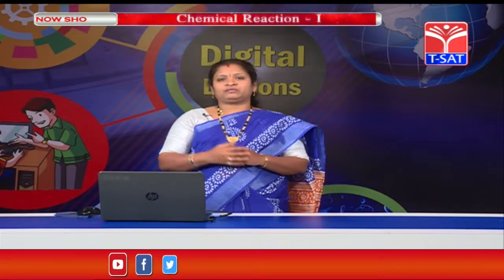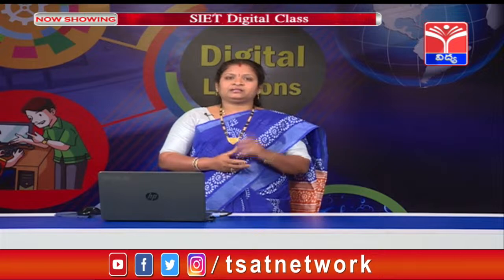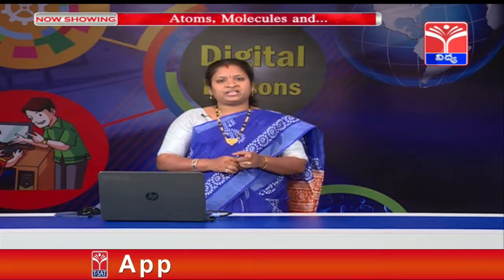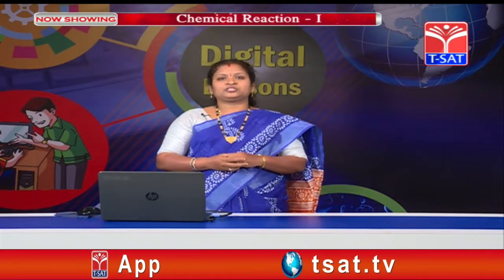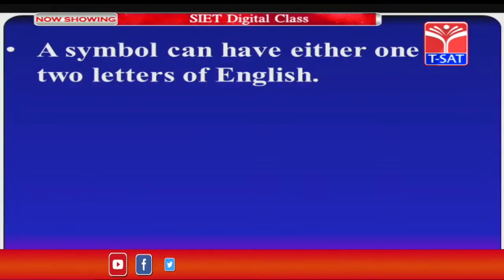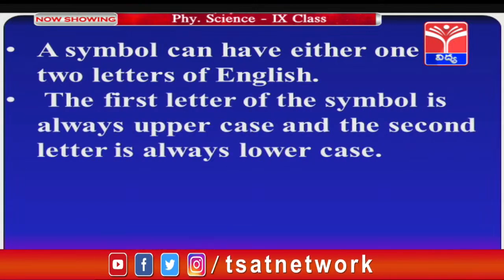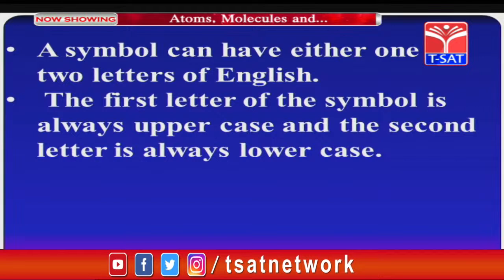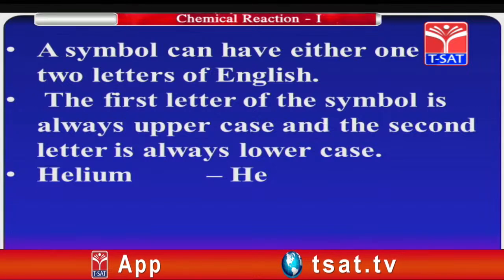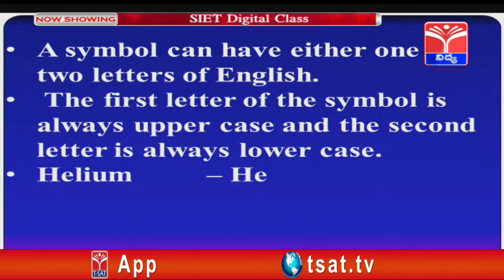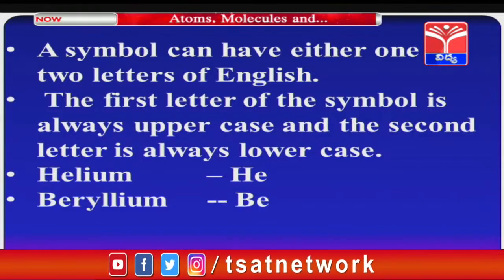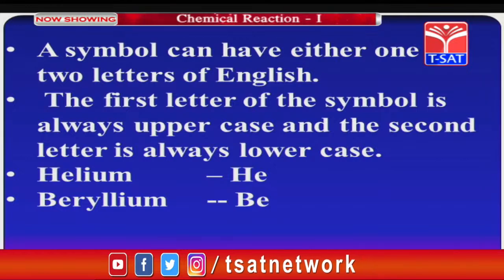So, the second rule we have to follow is to take the first letter and the second letter, but here you have to remember that the first letter should be capital and the second letter should be written in small form. So, see children, a symbol can have either 1 or 2 letters of English. The first letter of the symbol should be in uppercase and the second letter should be in lowercase. For example, helium, the symbol of helium is taken as the first letter H and the second letter E, He. Beryllium, first letter B and the second letter E is written, Be is the symbol of beryllium.